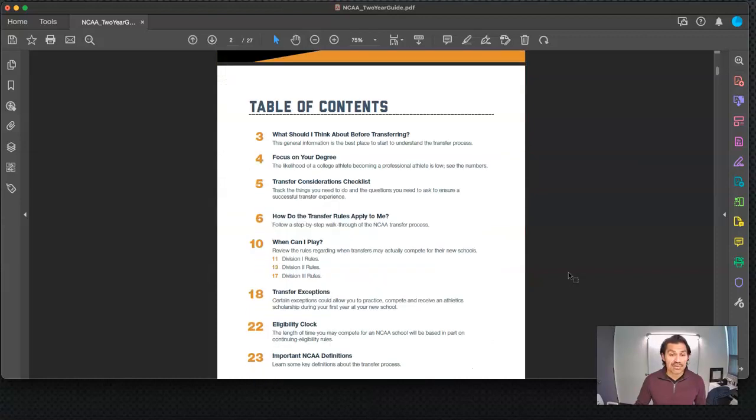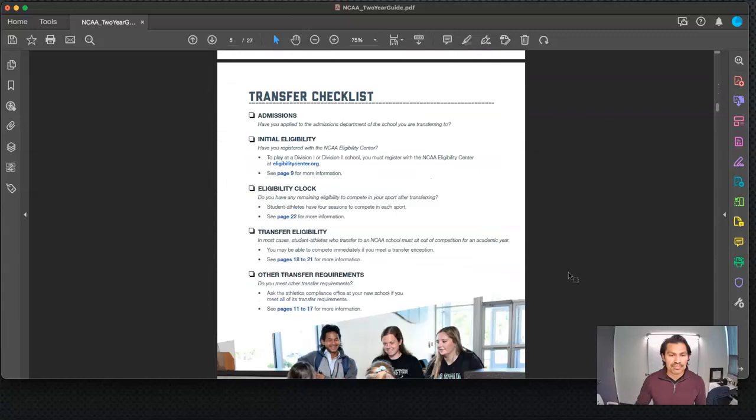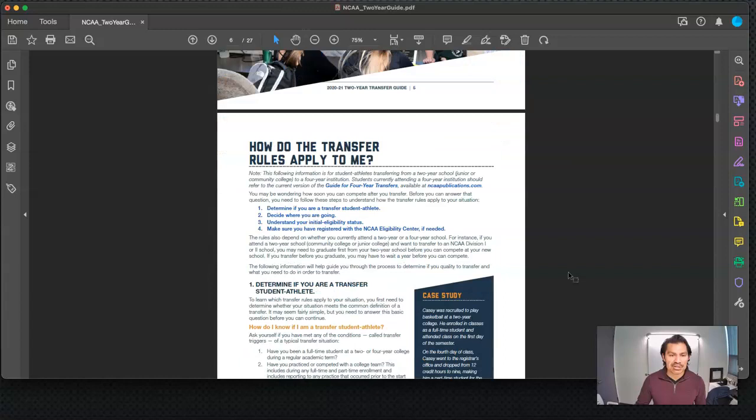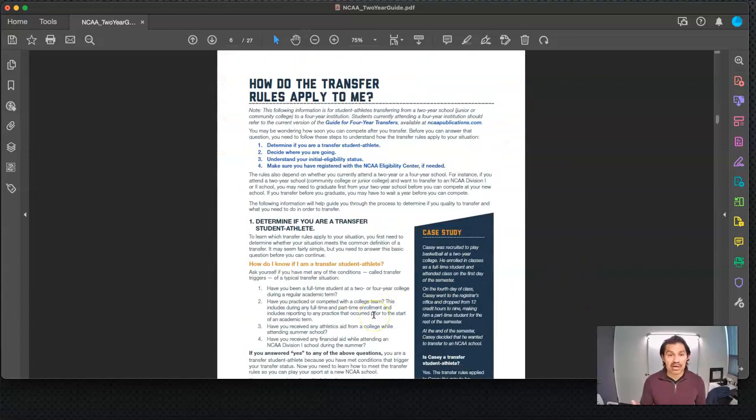There's really good content for you to view on there, but before I show you that, there's also a really good section that tells you about the transfer rules and how they apply to you, and there are 4 different things to note on there. So: determining if you are a transfer student athlete, deciding where you're going, understanding your initial eligibility status, and then making sure you have registered with the NCAA eligibility center if needed.